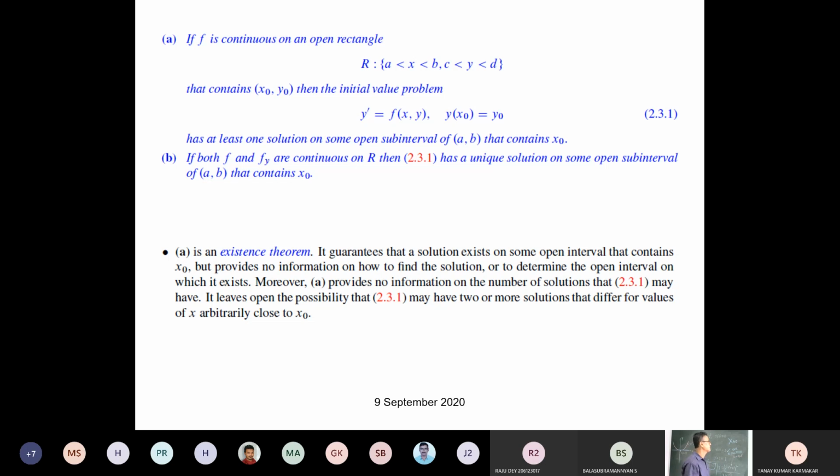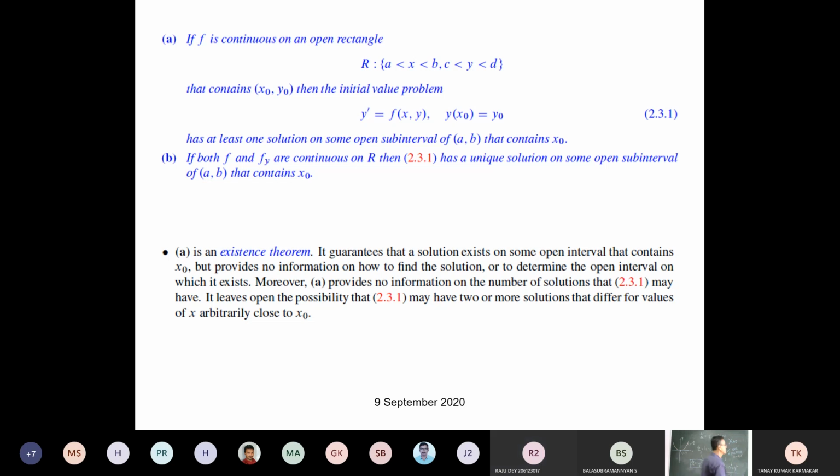Okay. So if f is continuous on an open rectangle. You don't need to worry about open rectangle or closed rectangle. Basically, if a rectangle is formed by the cross product of two open intervals, we are going to call it an open rectangle. So we are not going to consider the points belonging to the boundary of the closed rectangle, basically the sides of the rectangle.